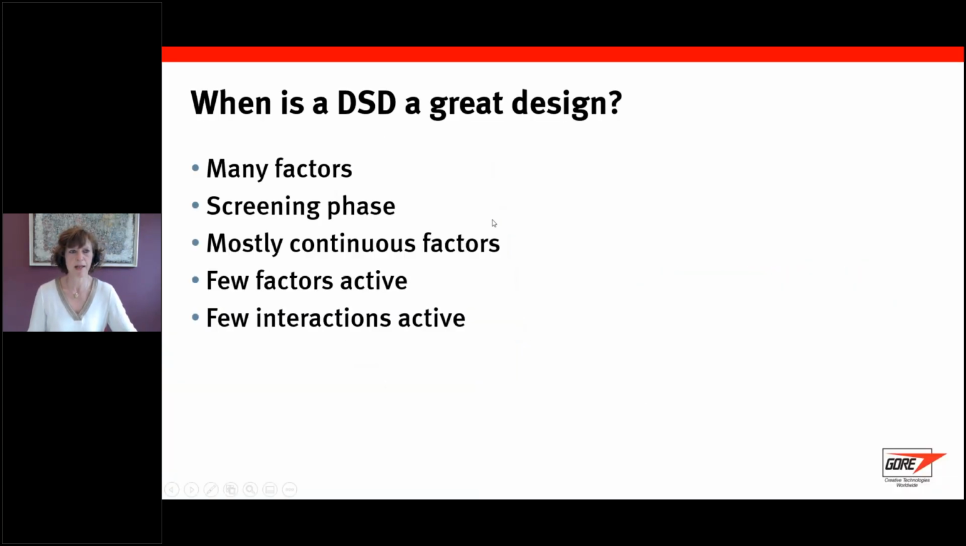Now, in general, when is a DSD appropriate? It is appropriate if you are in the screening phase. You want to identify out of many factors the key ones. If you have just 5 factors, you better choose a different design. If you have mostly continuous factors, you can leverage the gain of the center points, which you also don't get in traditional screening designs. It bets on the factor sparsity, so only a few factors should be active, which most of the time is the case, and you don't learn that much about many interactions. So there are some pros and cons with it.